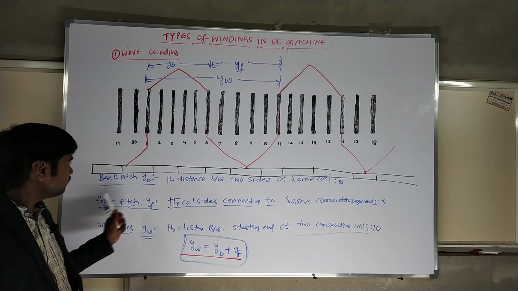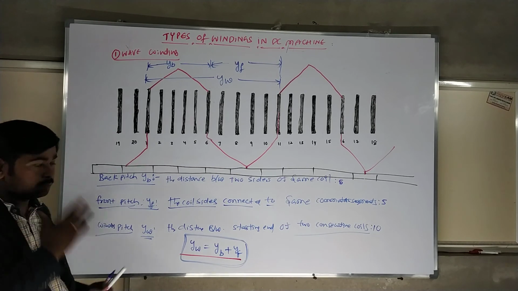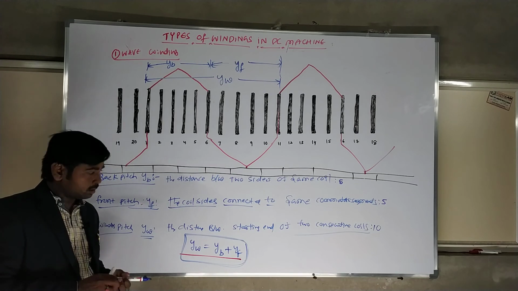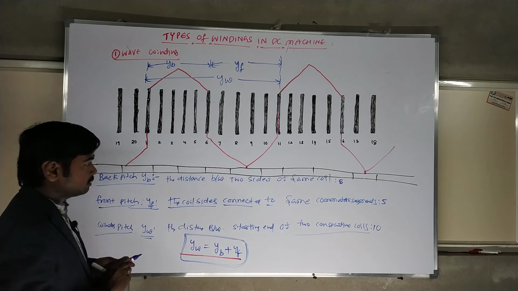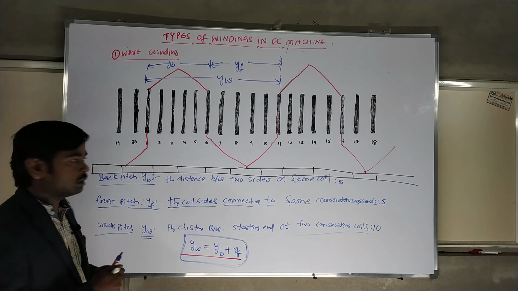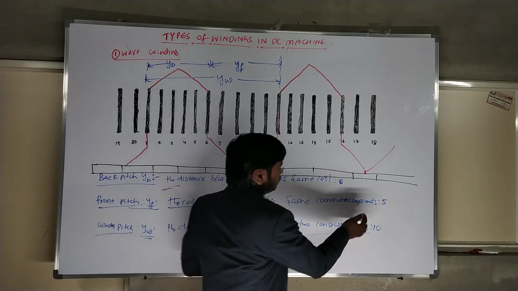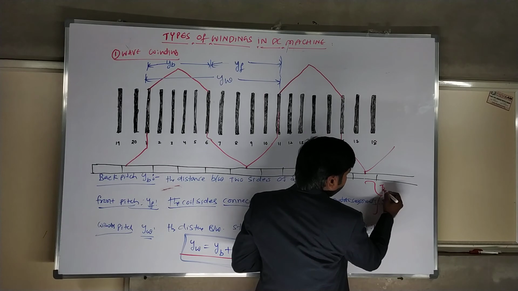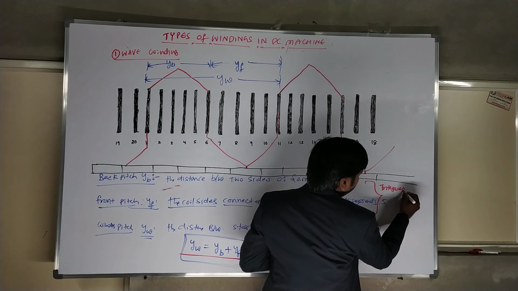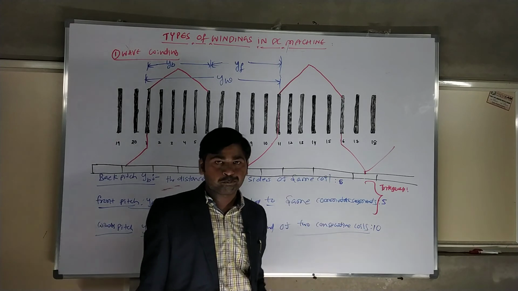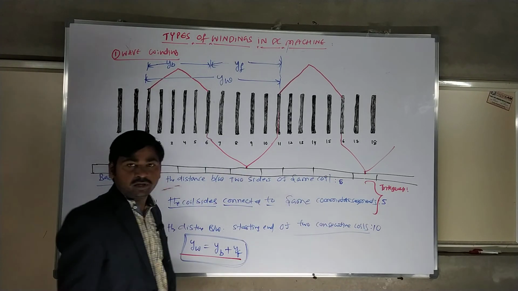I think it is clear. This is wave winding: back pitch, front pitch and winding pitch. These three terms should be the same. Next, there is an interesting point about the back pitch. The back pitch and front pitch are always integer values. Integer value means 1, 2, 3, 4, 5. It should be like that, because just now we have seen 5 and 5. I think it's very clear.